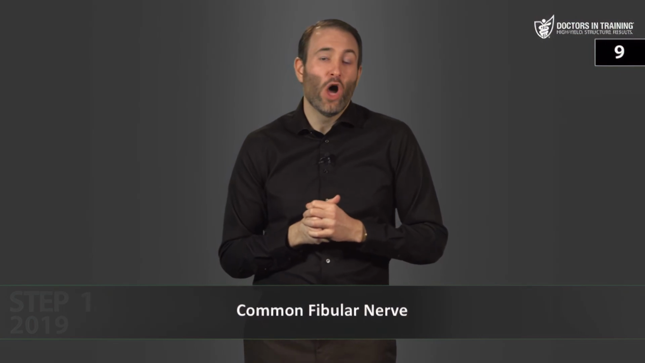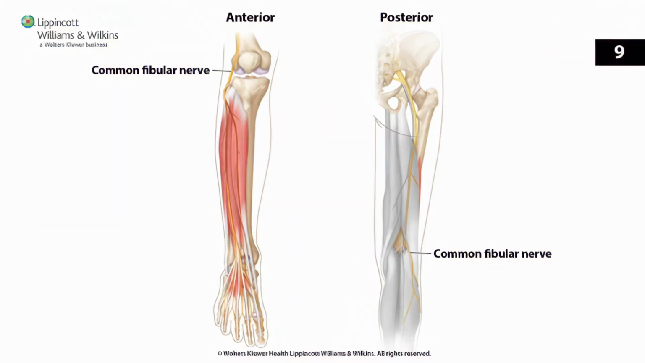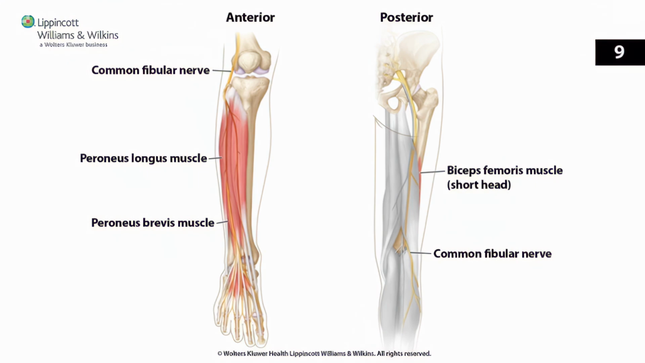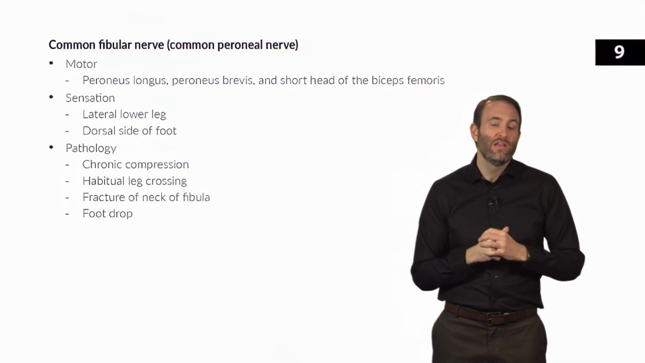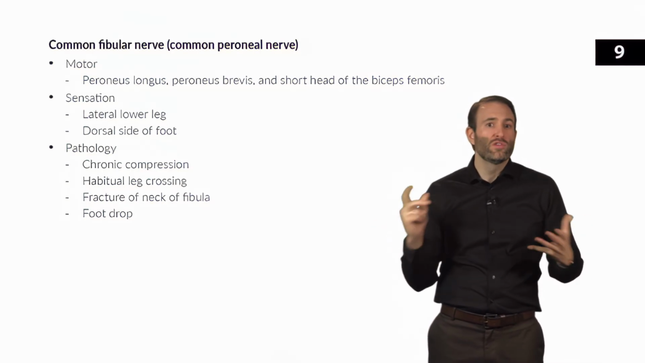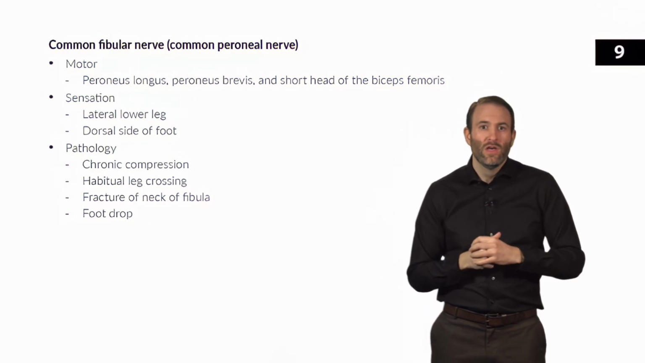Let's move on to the common fibular nerve. The common fibular nerve is also known as the common peroneal nerve. You might actually hear peroneal a little bit more often. So the common fibular nerve innervates the peroneus longus, the peroneus brevis, and the short head of the biceps femoris muscle. So this nerve is going to give rise to the lateral sural cutaneous nerve and the superficial fibular nerve. Sensation is the lateral lower leg and the top of the foot this time. Now, damage to this nerve typically results in a foot drop. So you lose dorsiflexion. The patients can kind of drag their foot along when they walk.